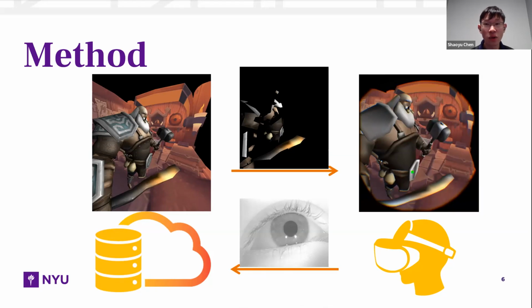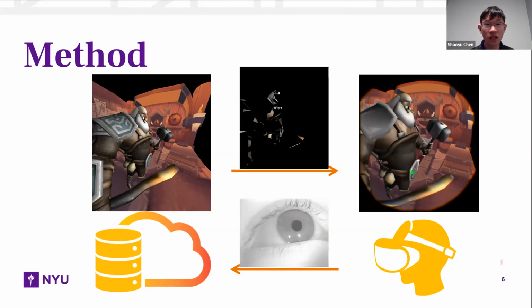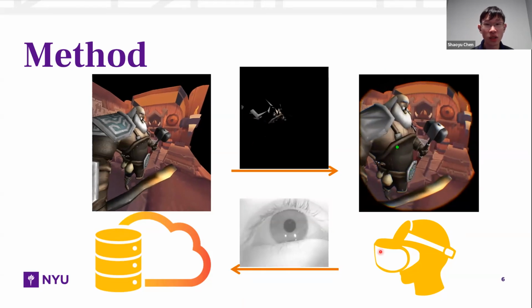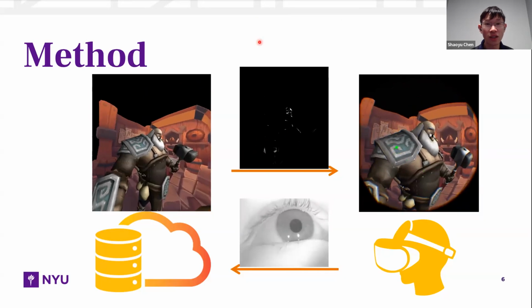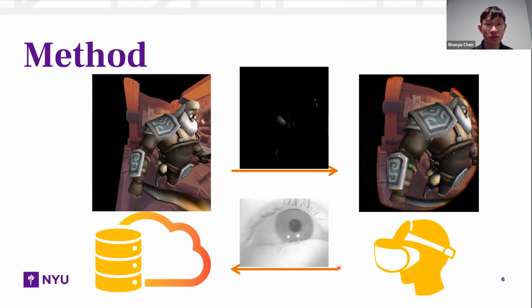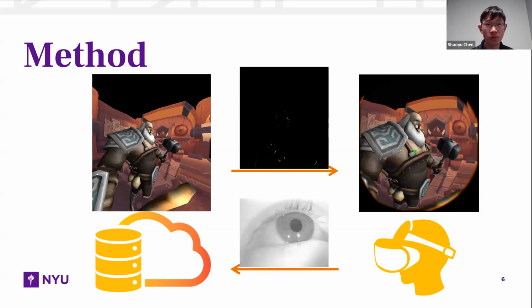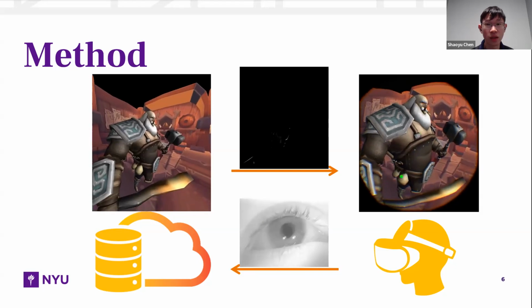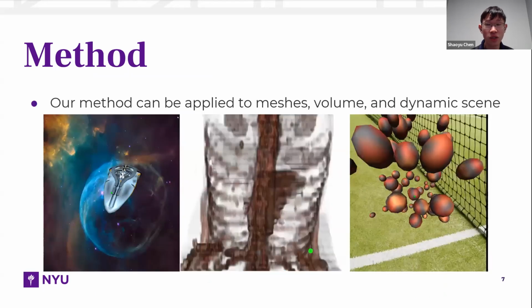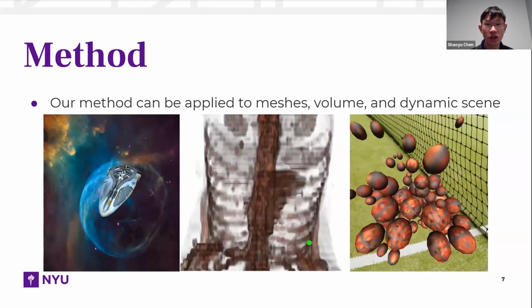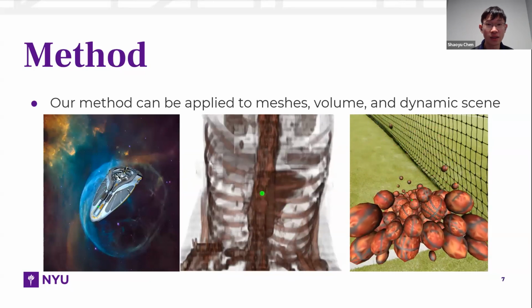The cloud uses individual user gaze information, shown as the green dot here, to determine the perceptually optimal content sent to the edge. Our method can be applied to 3D assets such as meshes and volumes. It also works for dynamic scenes.